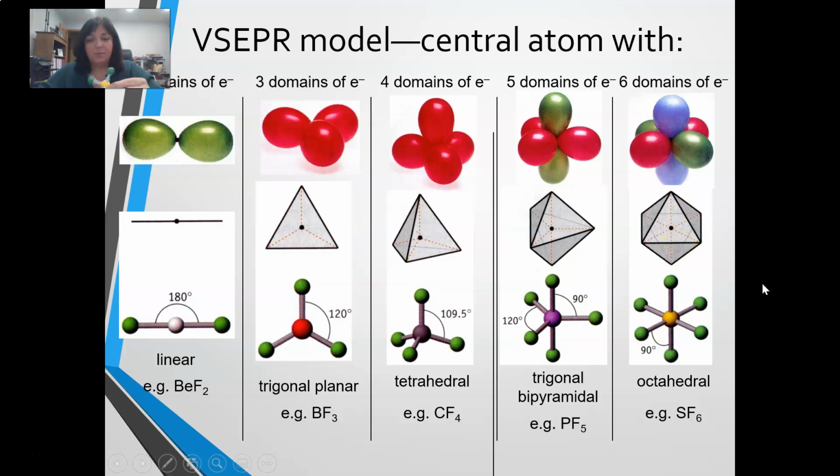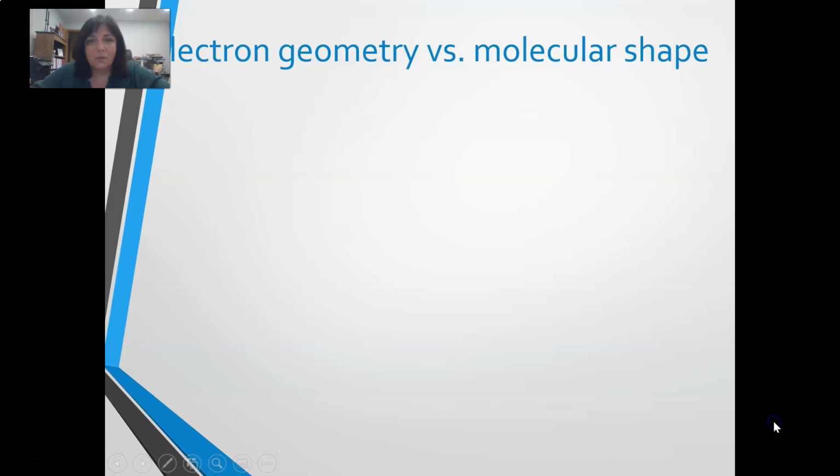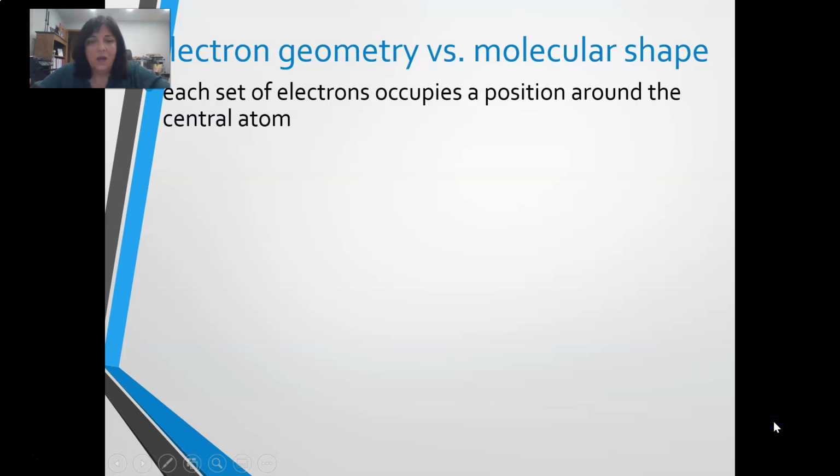So these are the shapes of the electron domains. This is the electron geometry that we're looking at. How many domains do you have? The molecular shape is going to depend upon how many of those domains are actually bonding. Like in this one, we've got 3 bonding, but 1 non-bonding domain. So a total of 4 domains, but they're not all bonding domains. We're going to talk about how we get those different shapes and what words we use to describe the more complicated ones. All right, each set of electrons occupies a position around the central atom. That represents the electron geometry. The number of domains around the central atom is the electron geometry.